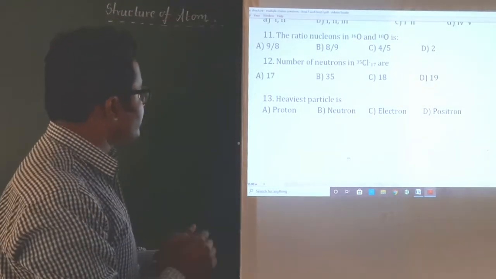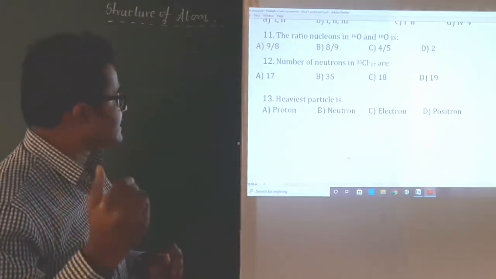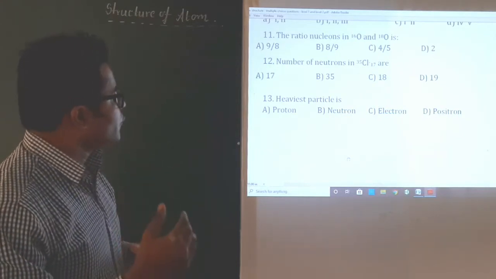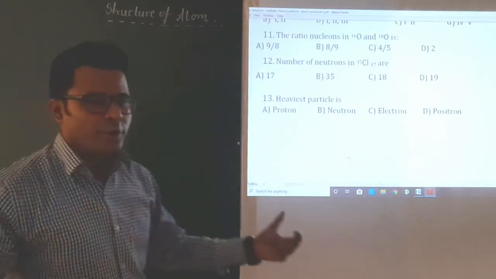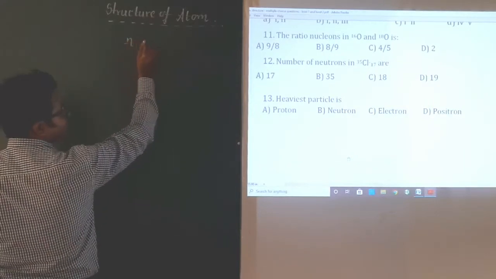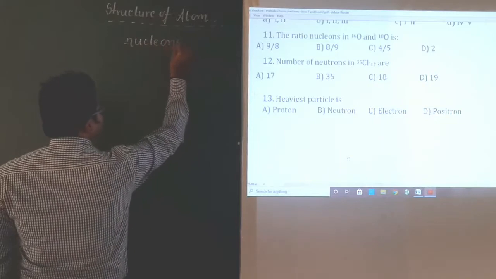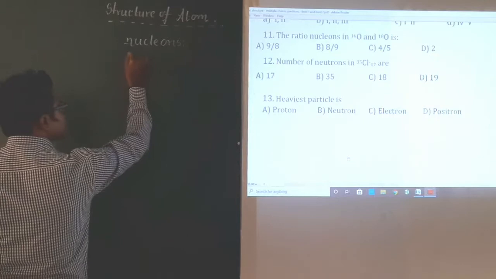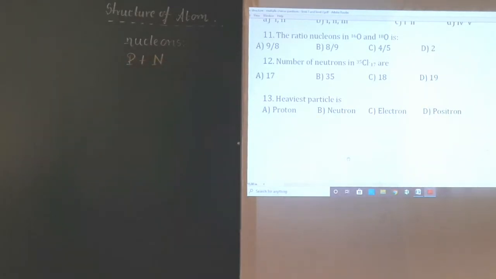Question number 11. The ratio of nucleons in O16 and O18 is 9 by 8, 8 by 9, 4 by 5 or 2. So first thing is, we need to understand about the nucleons. When we are speaking about nucleons, it is nothing more than the nucleus. So nucleons are nothing more than the sum of protons and neutrons which are present in the nucleus.